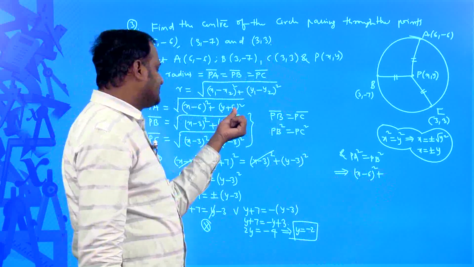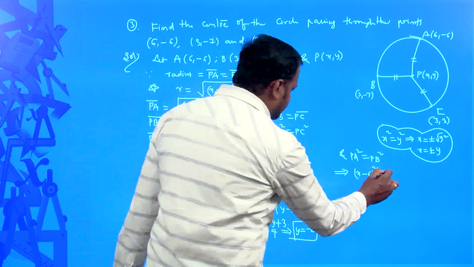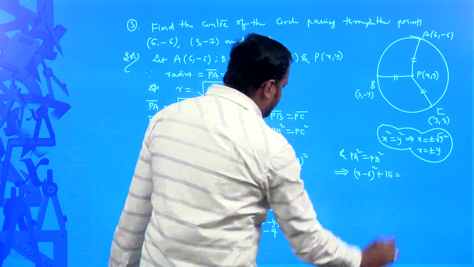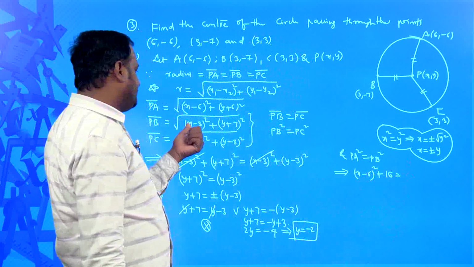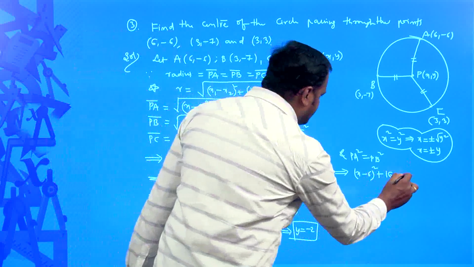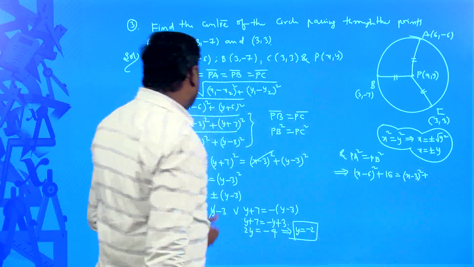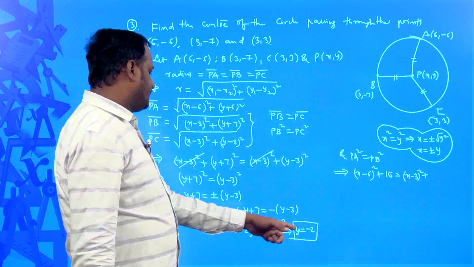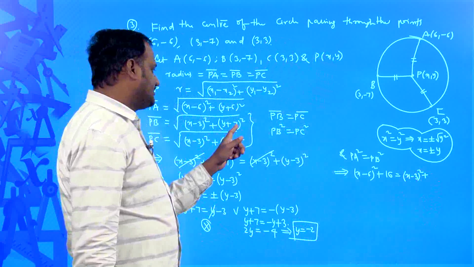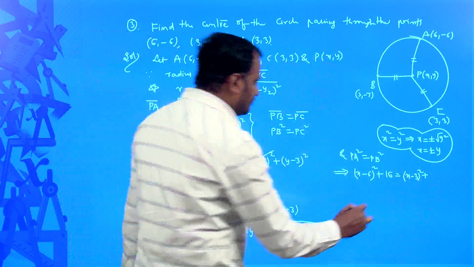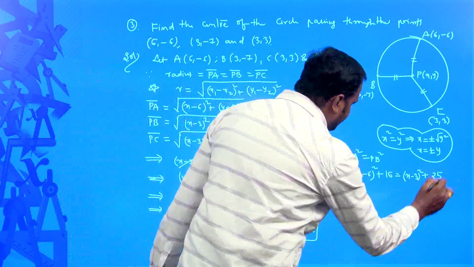So minus 2 plus 6 is equal to 4, 4 square is equal to 16, that is PA square is equal to PB square. Again PB square is (x minus 3) whole square, so (x minus 3) whole square plus (y plus 7) whole square, y is equal to minus 2, so minus 2 plus 7 is equal to 5, 5 square is equal to 25. So what has to be done here?